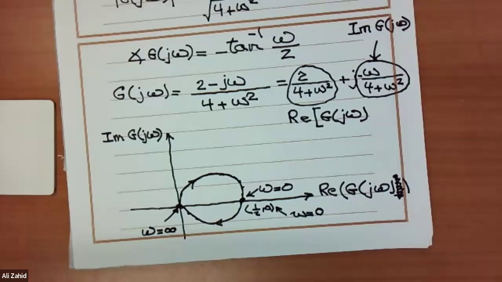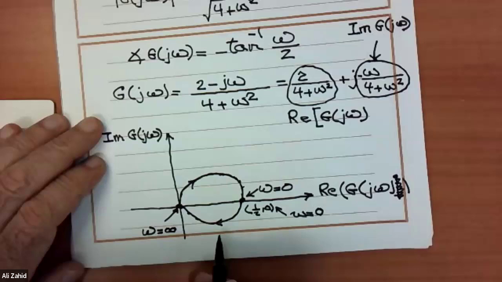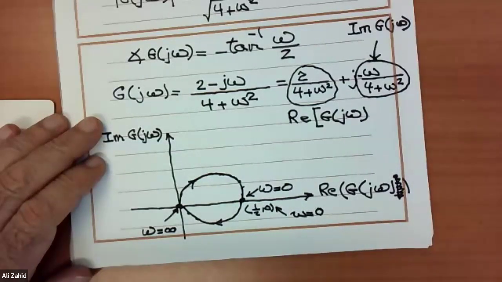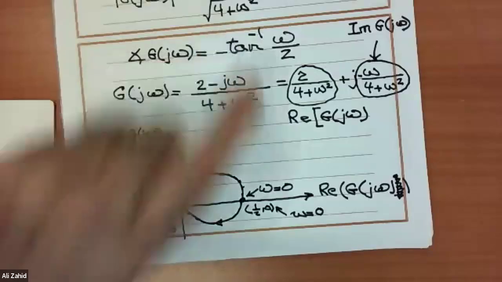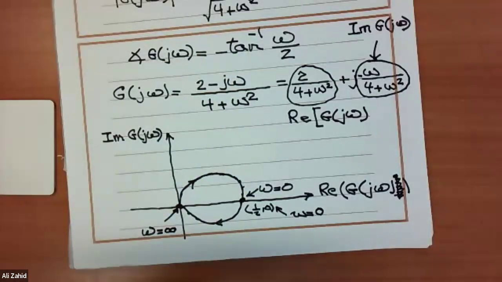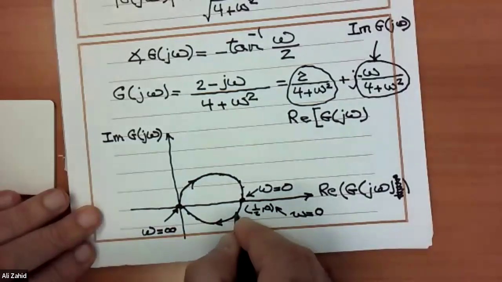Follow me so far. Yes. At omega, let's take an example. At omega equals 1, where are we? 1 over square root of 5. No, that's the magnitude. I'm talking about omega. Where are we at omega equals 1? Somewhere in it.